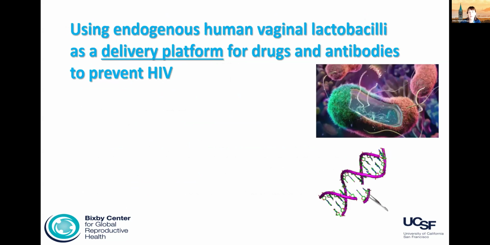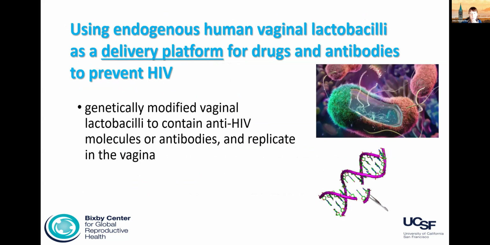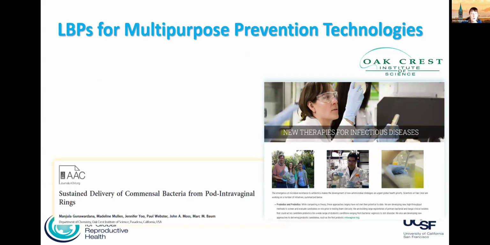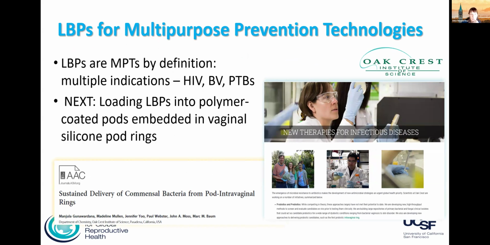And if that works, if we can genetically engineer lactobacilli to produce drugs or antibodies against HIV or other STIs in the future, that could really move the needle another round. So we're really hopeful for this first study, and are also thinking about how to use LBPs for multipurpose prevention technology. Potentially, LBPs could be put in a pod ring. Ocrest has been working on that, and OCell is communicating with them to see if Lactin-V could potentially be loaded in a silicone pod ring.